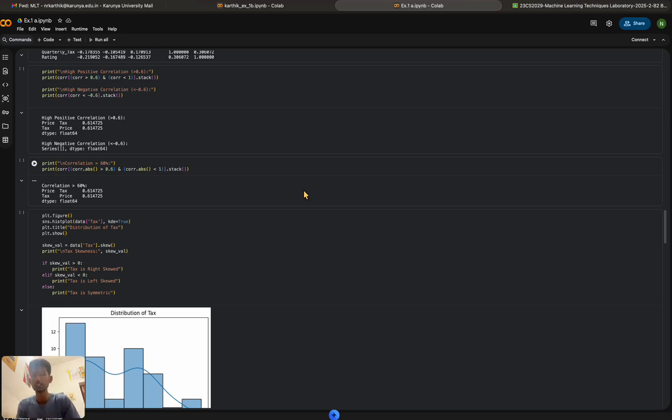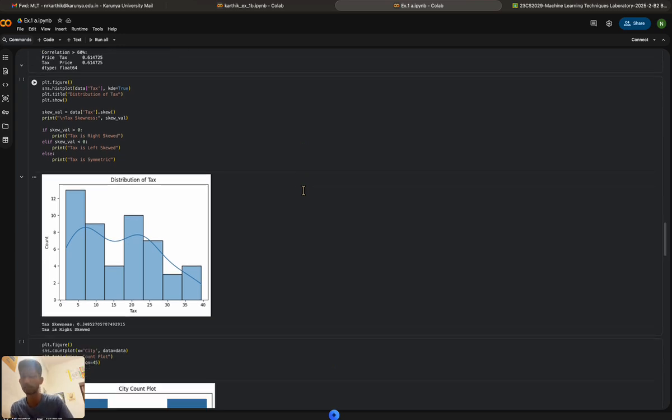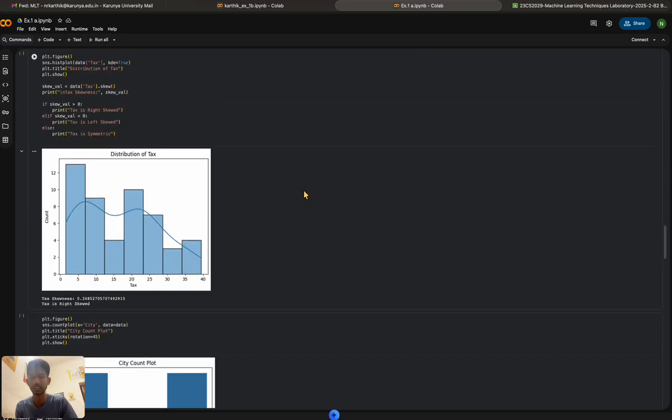The 13th question is about skewness. In this skewness topic, we use the skew function and the sns histogram plot. The skew function is used to measure the skewness. The histogram plot is used to visualize the data. This is the graph shown in the 13th question.